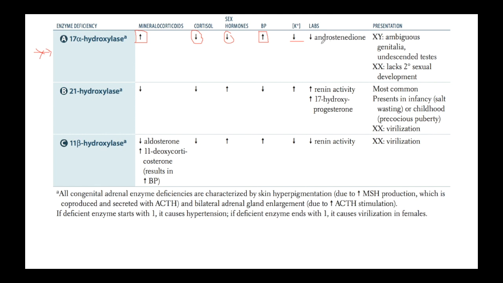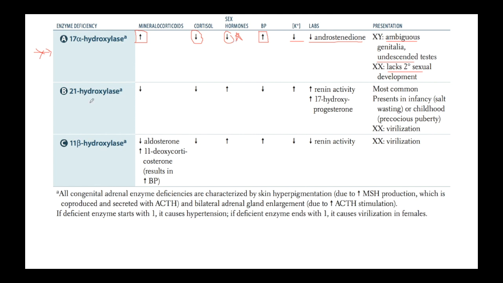And on labs, you can see a reduction in the amount of androstenedione relating to your sex hormone production here. And on a physical presentation, you can see males with ambiguous genitalia or undescended testes, or females that lack secondary sexual development. Again, because of our decrease in sex hormones here.